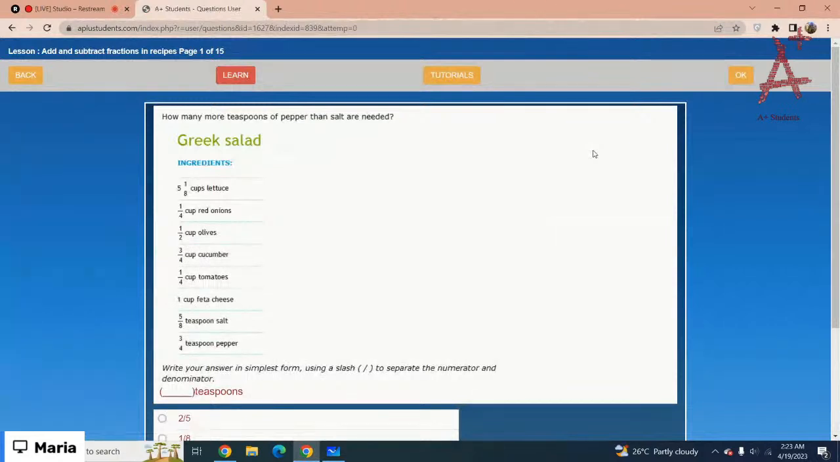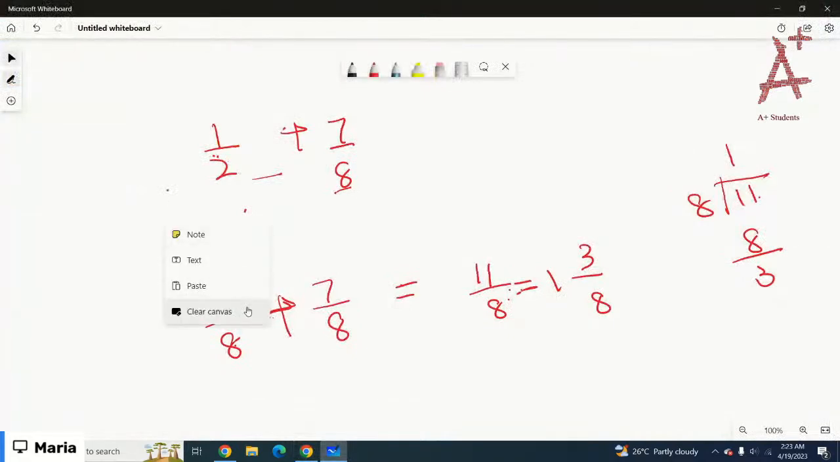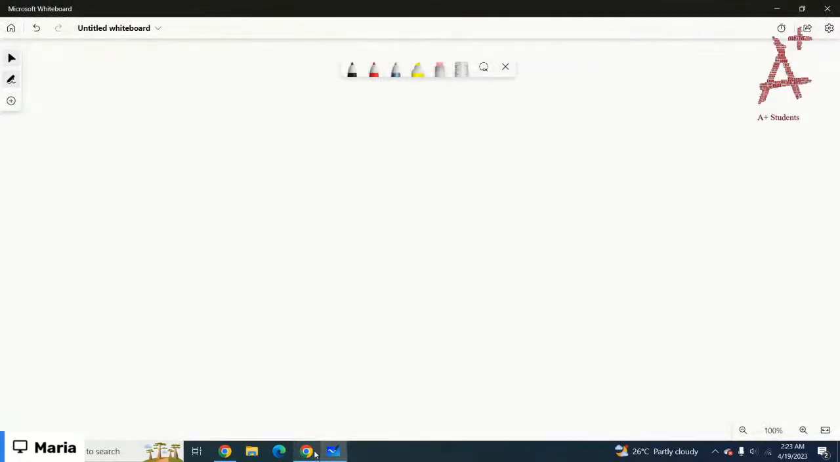How many more teaspoons of pepper than salt are needed? The pepper is 3 by 4 teaspoon and the salt is 5 by 8. So how many more teaspoons of pepper than salt are needed? So you have to subtract salt from pepper. You need to do 3 by 4 minus 5 by 8 because pepper is 3 by 4 and salt is 5 by 8.